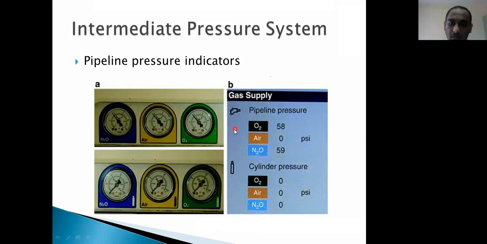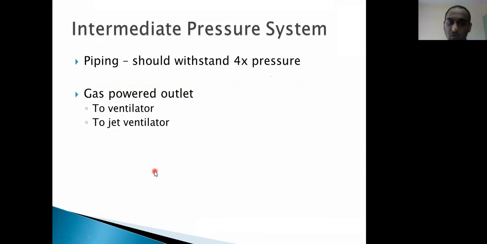And in the modern machines, we have the electrical display. So the pressure will be displayed directly. The value is going to be displayed, and if it is not connected, it is going to show zero, and it will have an alarm as well. So the exact pressure is known continuously on the display itself, while the older machines have the Bourdon tube type pressure gauges.